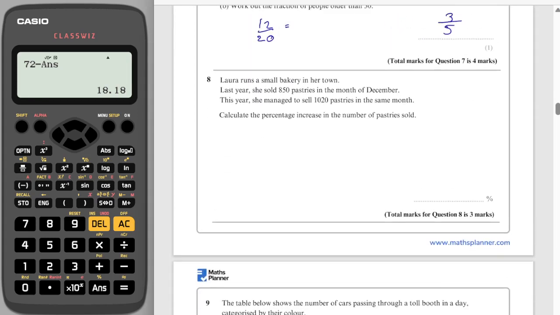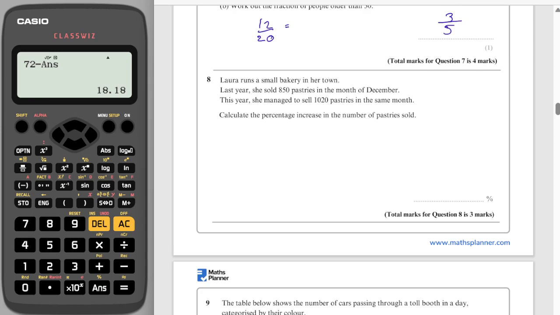Okay, question 8. Laura runs a small bakery in her town. Last year she sold 850 pastries in the month of December. This year she manages to sell 1,020 pastries in the same month. Calculate the percentage increase in the number of pastries sold.